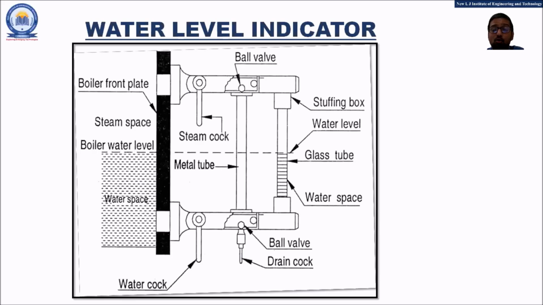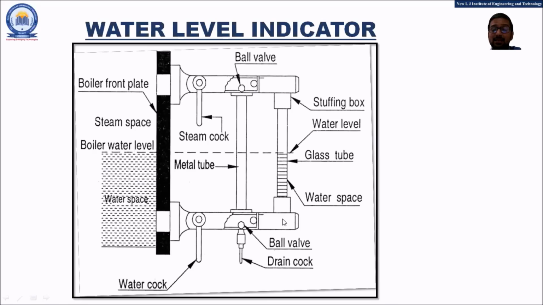So this is how we use the water level indicator. The stuffing box is only used for preventing leakages. On the above side, it prevents the leakage of the steam. On the below side, it prevents the leakage of the water. Now friends, understand the next concept.